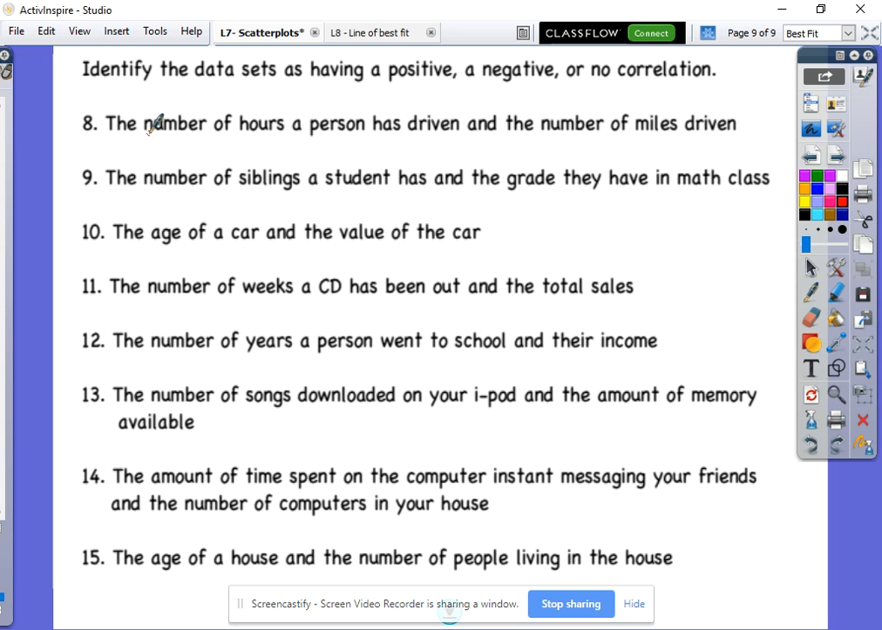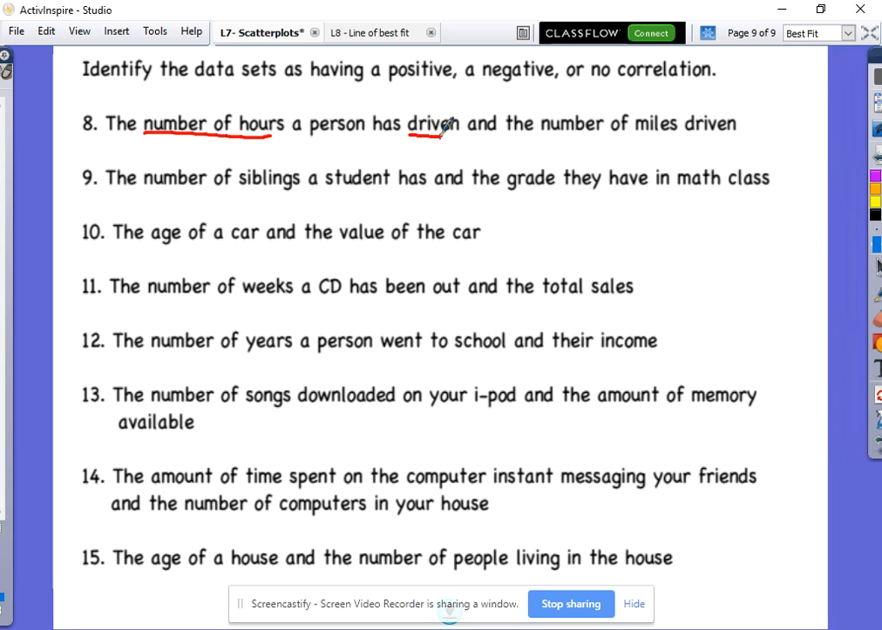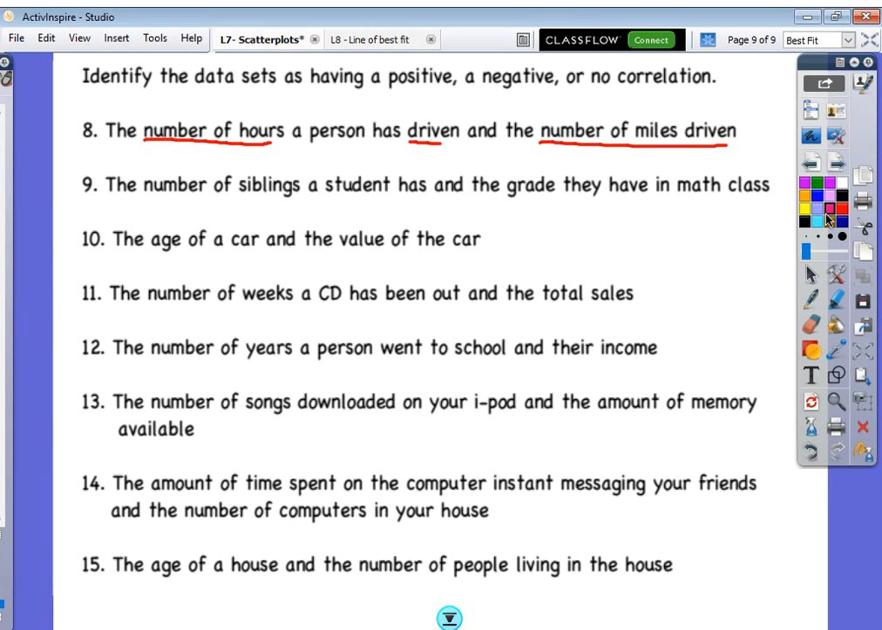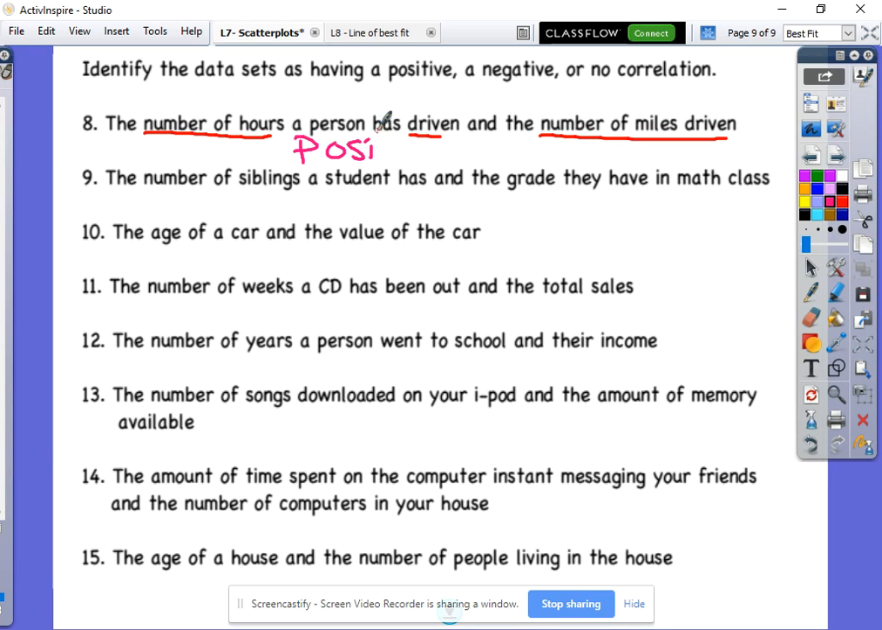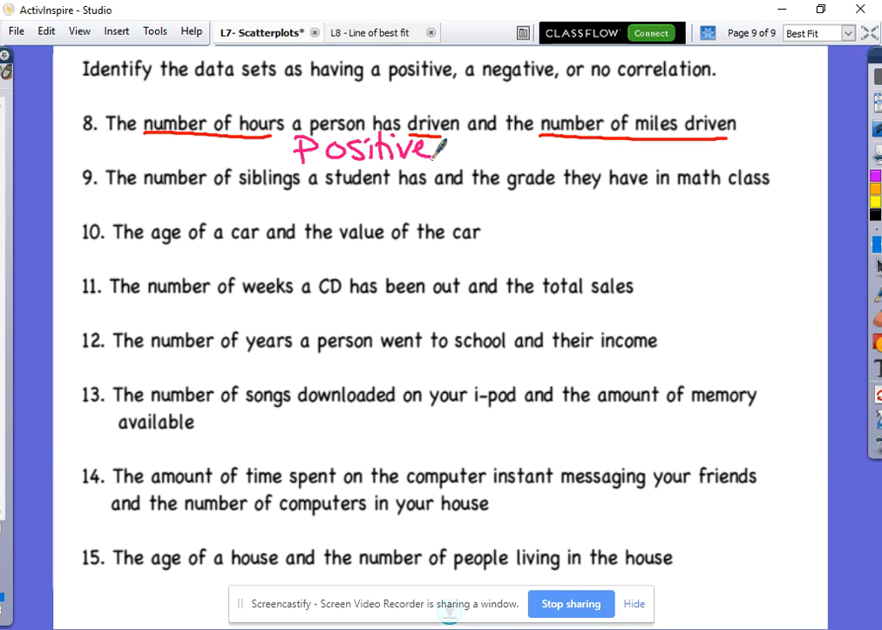All right, so this first one is the number of hours a person has driven and the number of miles they've driven. There's definitely a positive correlation here, because if you drive, you're going to increase the number of miles. The only example where this isn't true is if you're in gridlock traffic, with hours of driving but not going anywhere. Those would be outliers, but overall, it's definitely positive.